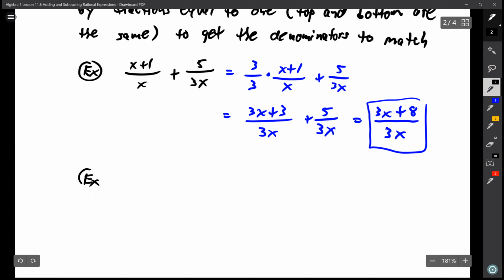Let's do something like this, because sometimes you might have to multiply both denominators by something, or both fractions by something. So let's say we have 7 over 5x squared plus 8 over 10x.